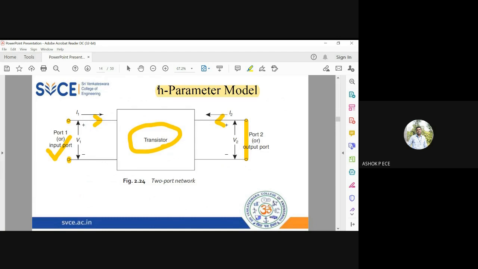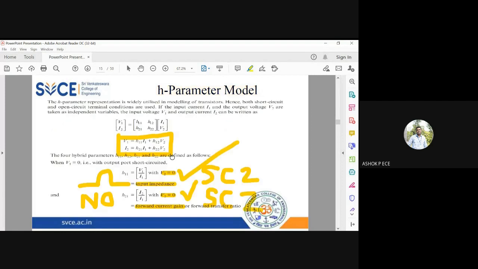That is why it is called hybrid. I'm not doing the same open circuit on both sides. I am not doing the same short circuit on both sides. So if I do short circuit in port number 2, I'll be doing open circuit in port number 1. Hybrid is just like mixed or opposite. You will do something really opposite on both sides.